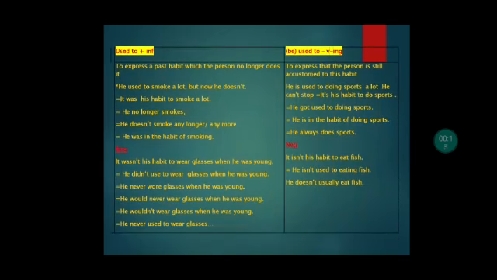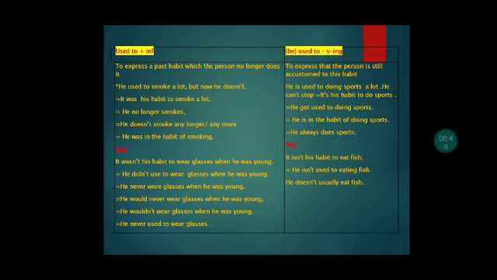Used to plus infinitive is used to express a past habit which the person no longer does. For example, he used to smoke a lot, but now he doesn't smoke.